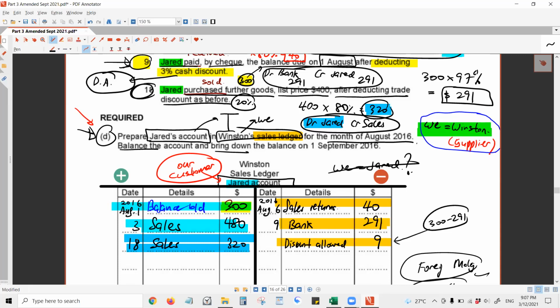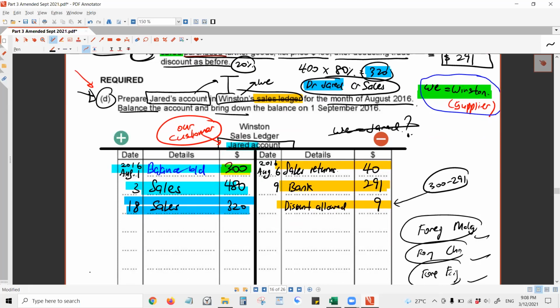The purpose of balancing here is to see how much Jared still owes us. Balancing is to find the leftover, to find the balance. When you are balancing a customer account, we are trying to find out how much the customer still owes us. Okay, the debit side is greater, right? Total up the debit side.